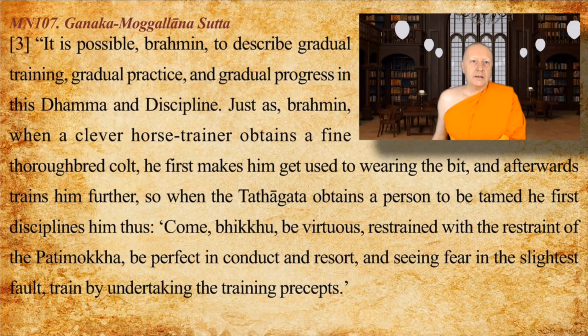Then moving on to the latter part of paragraph 3, we see the Buddha introducing the equivalent training for a new monk with the invitation, "Come monks, be virtuous, with restraint according to the patimokkha, be perfect in conduct and resort, and cautious for the slightest fault. Train by undertaking the monastic precepts." So here we are introduced to the technical term patimokkha-samvara, which refers to the 227 monastic rules.